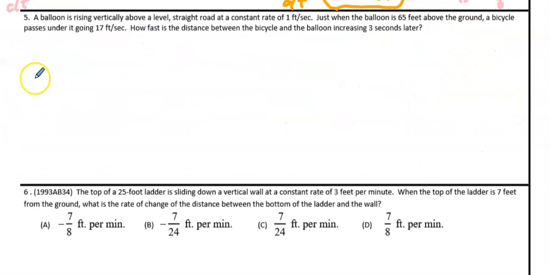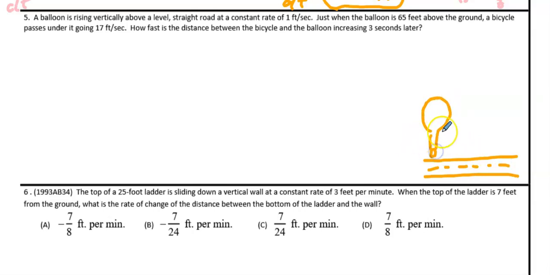All right, guys, let's go ahead and try question number 5. It says a balloon is rising vertically above a level straight road. So we have our little road here, and then we have a balloon. I think we're going to make it like a little hot air balloon. Yeah, there's my hot air balloon. Looks like a light bulb, but I don't care. There it is, so there's my balloon, and it's rising vertically.